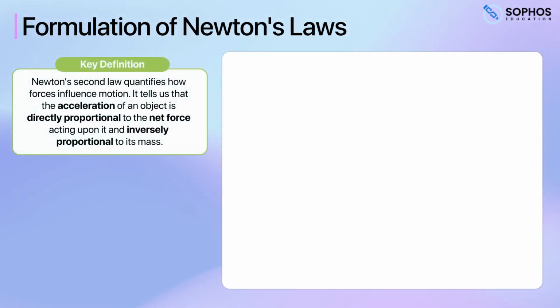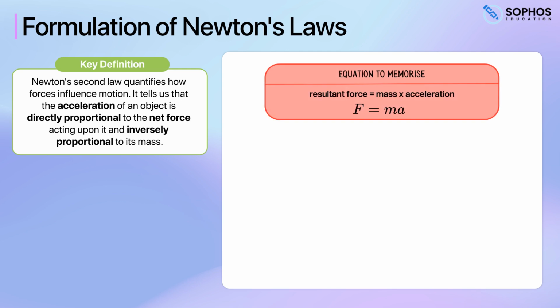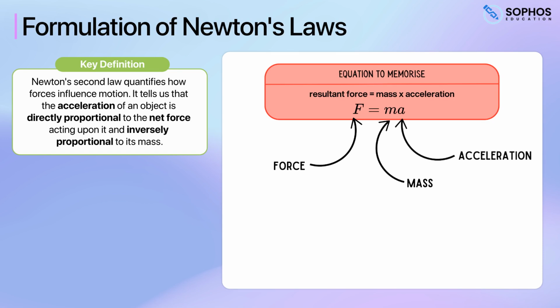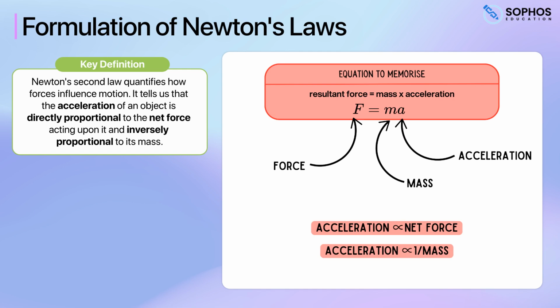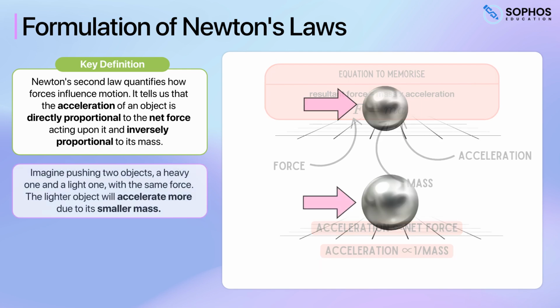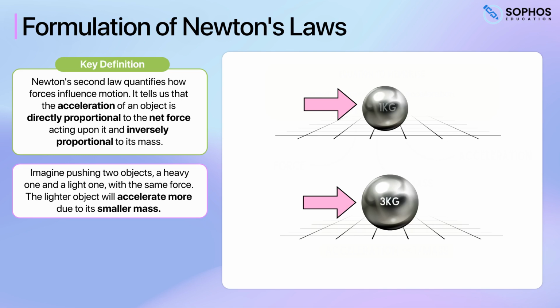Newton's second law provides a quantifiable explanation of how forces influence motion. It can be articulated as F equals ma, where F is the force applied to an object, m is the object's mass, and a is the acceleration produced. Essentially, this law tells us that the acceleration of an object is directly proportional to the net force acting upon it and inversely proportional to its mass. Imagine pushing two objects, a heavy one and a light one, with the same force. The lighter object will accelerate more due to its smaller mass.